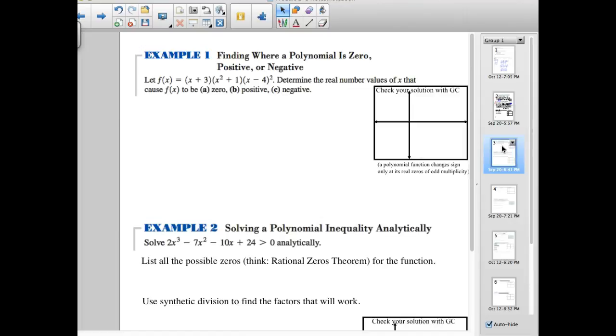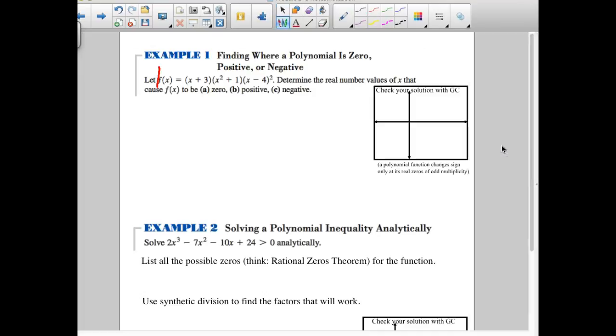So example 1, it says finding where a polynomial is 0, positive, or negative. Notice our polynomial is already in factored form. Determine the real number values of x that cause it to be 0. We'll start with that. What are the zeros of that polynomial? Negative 3.